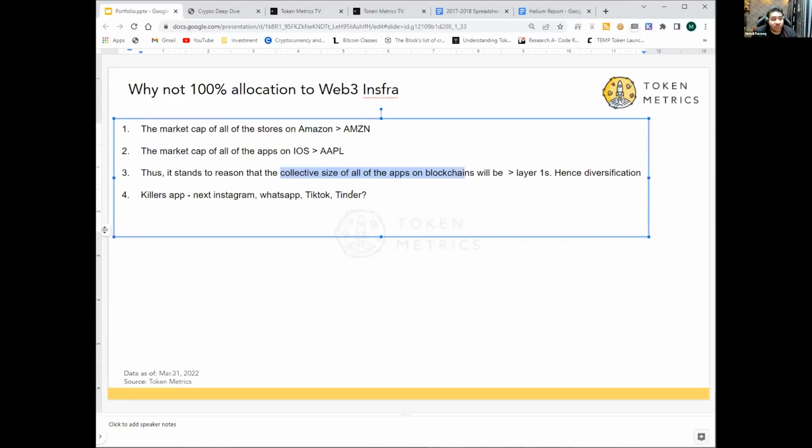And it's also fun to identify the next killer app, right? So next Instagram, next WhatsApp, next TikTok, next Tinder, next Bumble, what have you. So hence 70% allocation makes sense, but then you also need some allocation in your portfolio where you're trying to identify the next killer app.